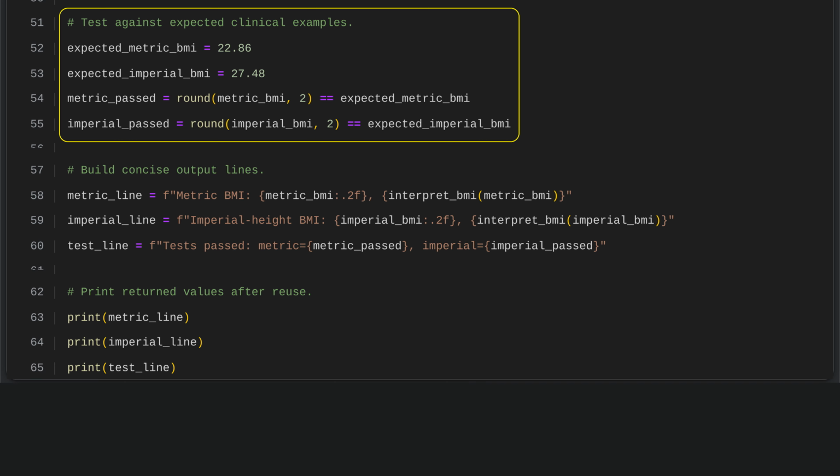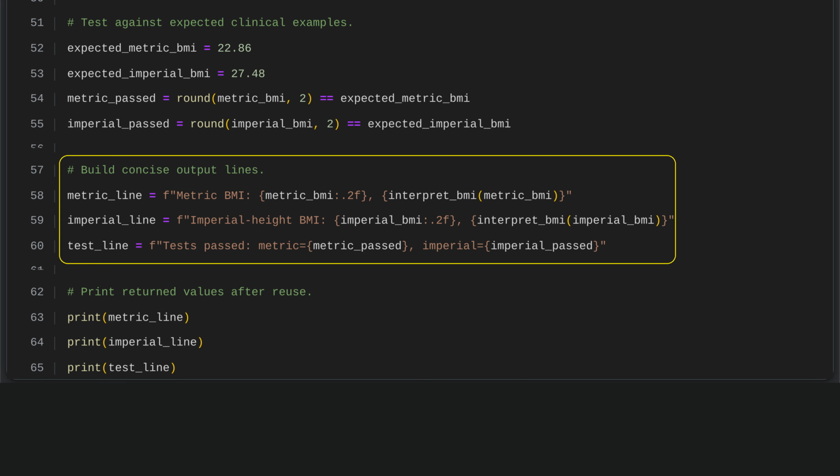We verify the BMI functions by comparing their results with expected values for both metric and imperial calculations. Each calculated BMI is rounded to 2 decimal places before checking it against the benchmark. Matching results confirm that both calculations are accurate and reliable. The code creates concise result messages for both metric and imperial BMI calculations. Each message shows the BMI rounded to 2 decimal places and includes an interpretation from the BMI interpretation function. It also summarizes whether the metric and imperial BMI tests passed based on earlier comparison results.